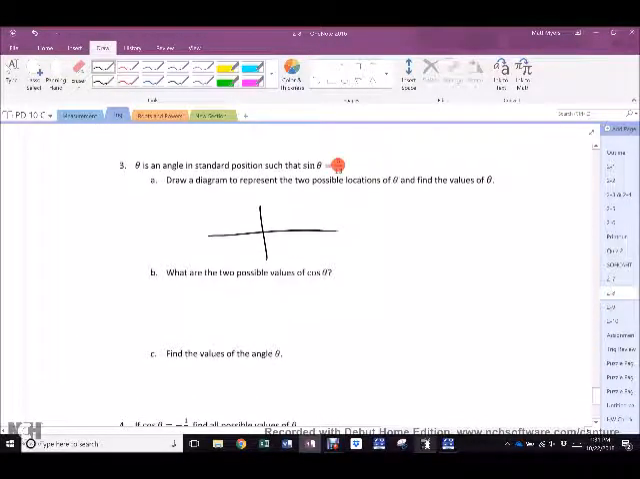Sine is positive 5/13. Where are the only places it can be? First and second. Since it's 5 over 13 and sine is y over h, those must be 13. Those must be 5. Yeah? All right. What does that make this? 12. What does that make this? Negative 12. So my coses are plus or minus 12/13.